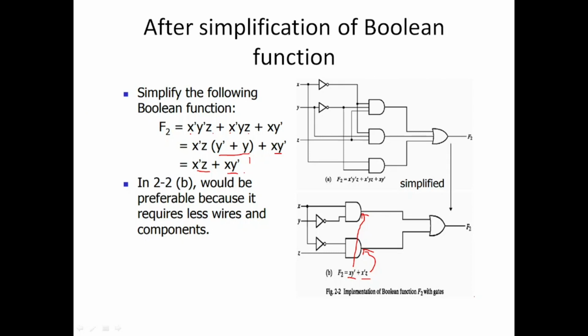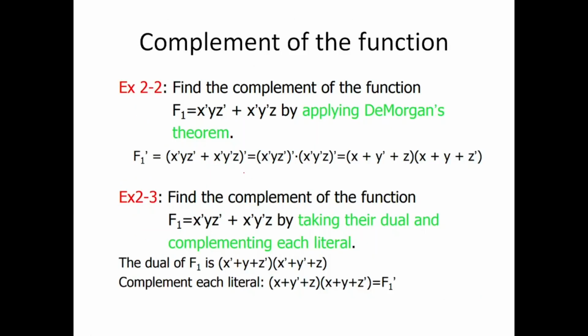So whenever it is necessary, we have to perform the simplification process so that the complexity of the circuit can be reduced. So next is the complement of the function. Whenever we have a Boolean function, we want to know how to find the complement of the Boolean function, and also how to find the dual of the function. Here some examples are listed to show how to find the complement of a given Boolean function, and also how to find the dual of the given Boolean function.